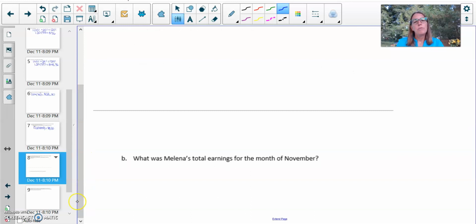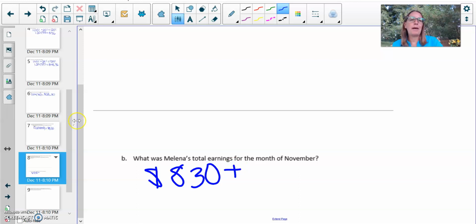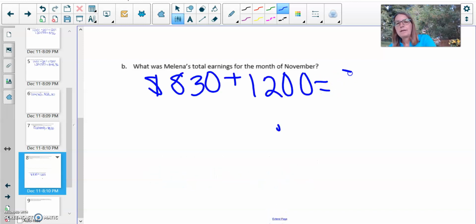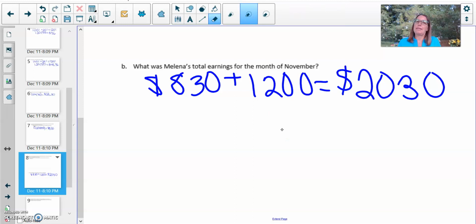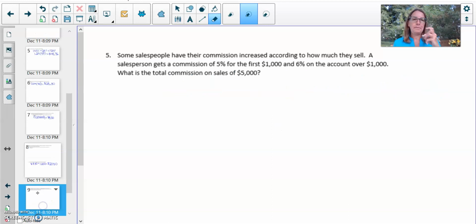Part B, what was Milena's total earnings for the month of November? So she earned her commission, $830, plus the amount they paid her for the month, which they told us was $1,200. So I'm going to add those two together. So the total she made for the month would be $2,030. And some stores use commission that way. They give the employee a base salary and then a commission on top of the base salary.